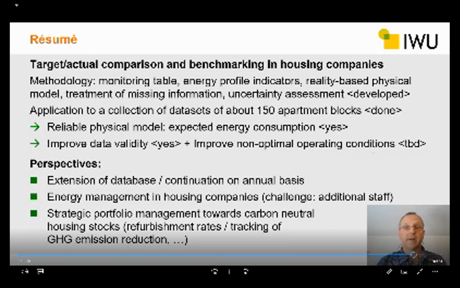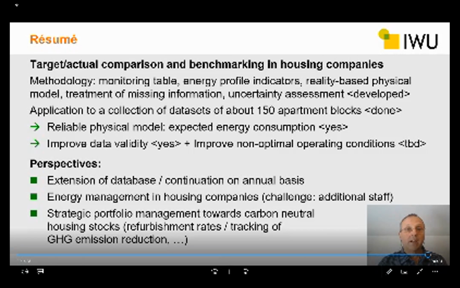conditions in the buildings. The perspectives are that we try to extend the database to more buildings, maybe to the whole stocks of the building companies, and to reach a continuation on an annual basis of the target-actual comparison. That could be part of an energy management in the housing companies. The challenge is, of course, that additional staff would be necessary and that costs money.